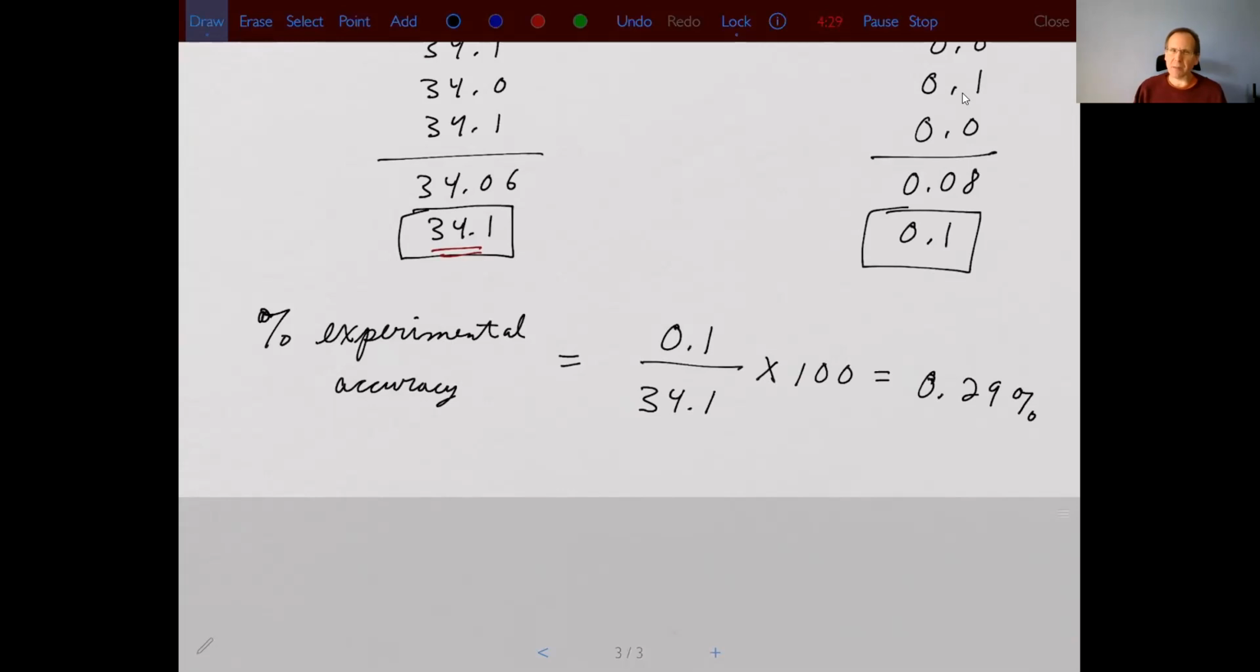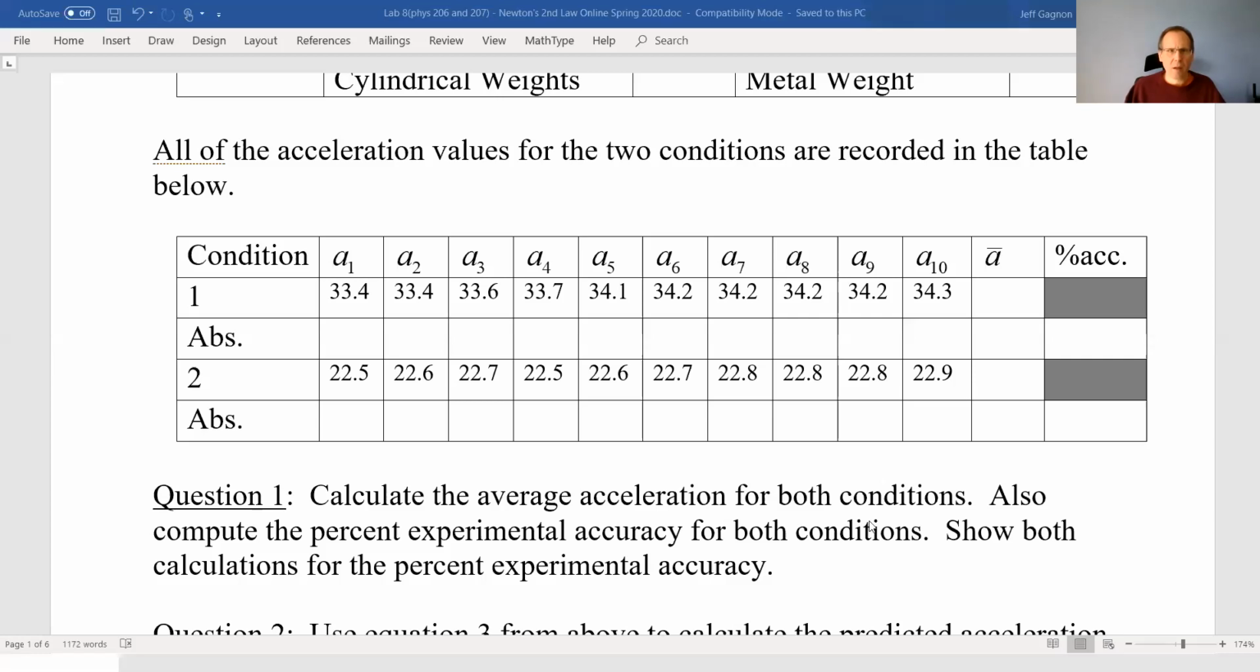Okay, so you guys need to do the same thing, but for your 10 values for both conditions. Okay, so make sure you fill in this table, right? So now you have your average acceleration, you have your percent accuracy, and make sure you show me the calculations for those percent accuracies, right? You want to show me that final step and how you computed percent accuracy. You always want to show me all your calculations.